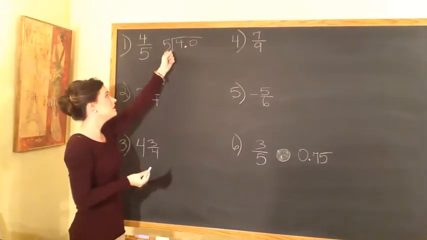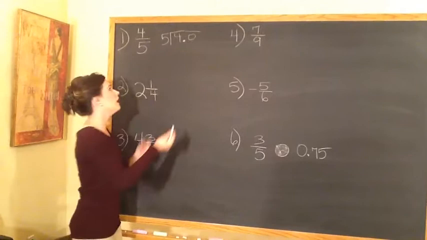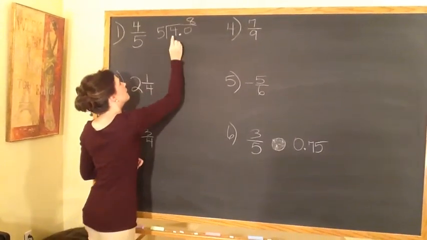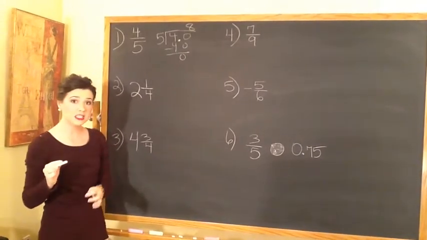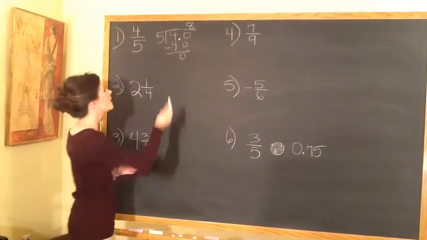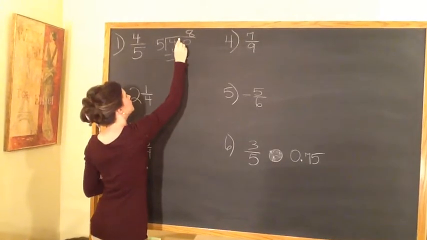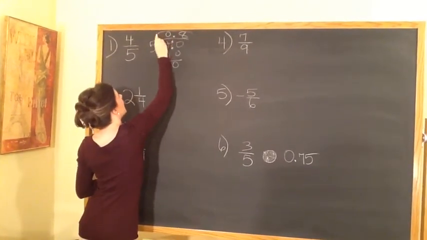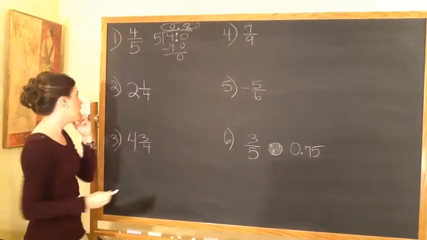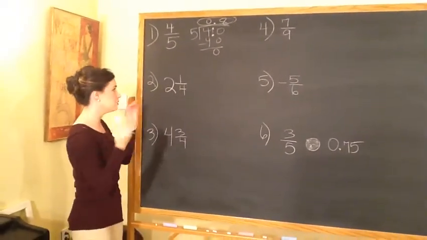How many times does 5 go into 40? It goes in 8 times, and you get 40, subtract, 0. Okay, so we have a terminating decimal because it ends. So now we pull up our decimal point, and we have the decimal 0.8, which is our answer. Alright, let's look at example number 2.